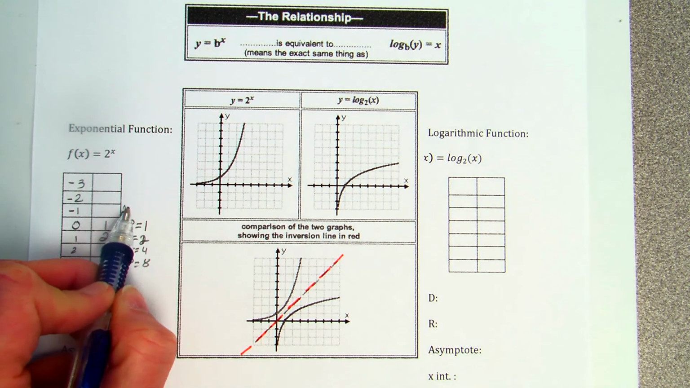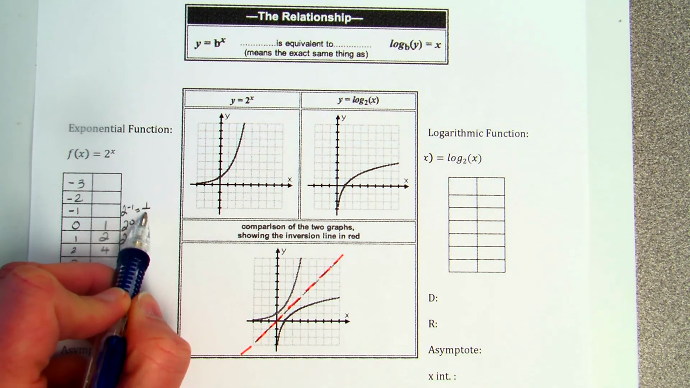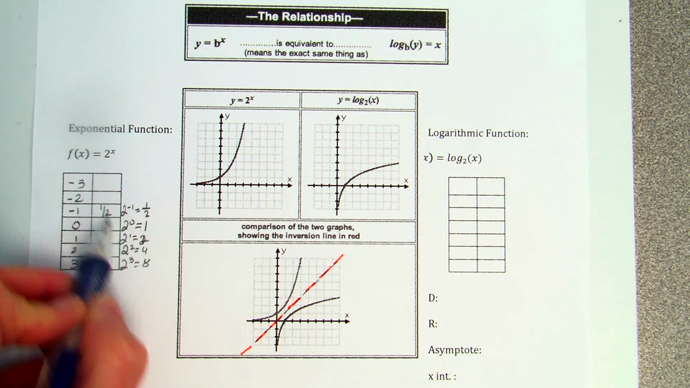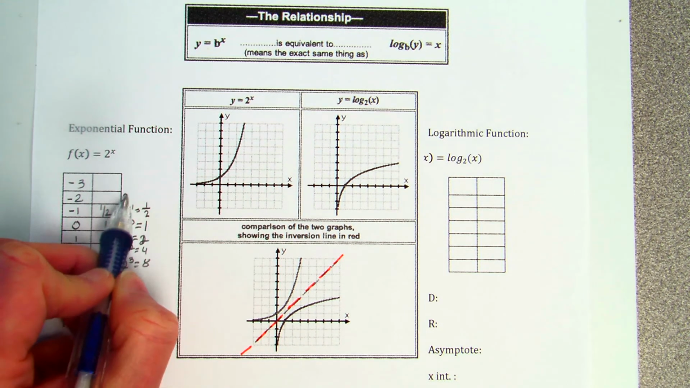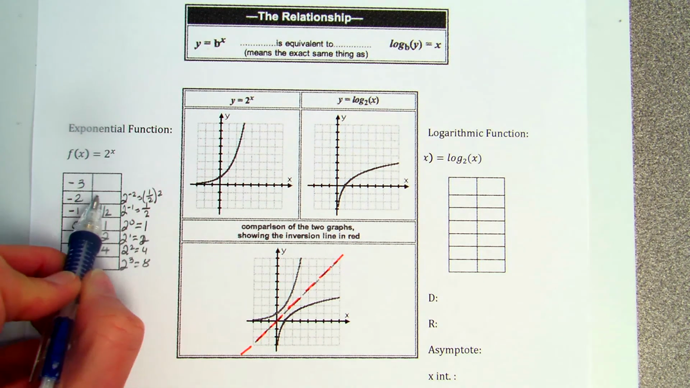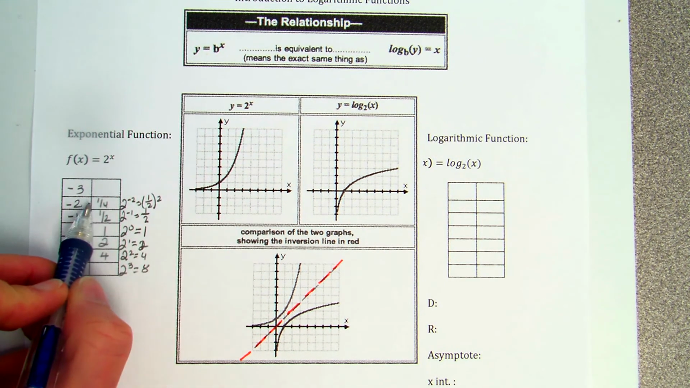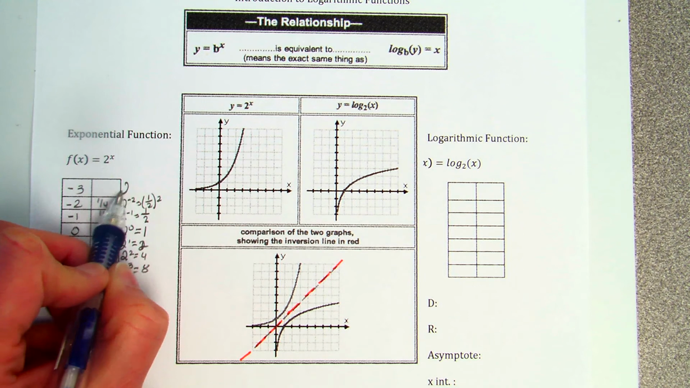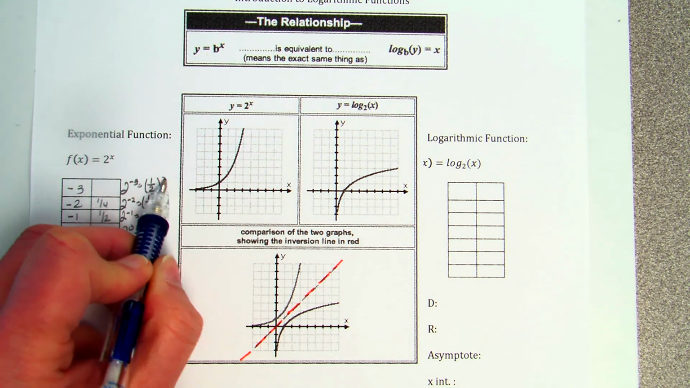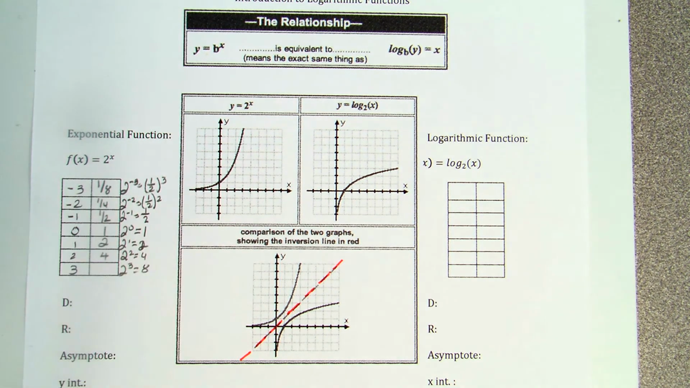Remember 2 to the -1, that's the same thing as 1 over 2 to the first power. So when I plug in a -1, I get 1/2. 2 to the -2 is 1 over 2 raised to the +2 power, so that's 1/4. And 2 to the -3, that is really 1 over 2 raised to the +3 power, which is 1/8.